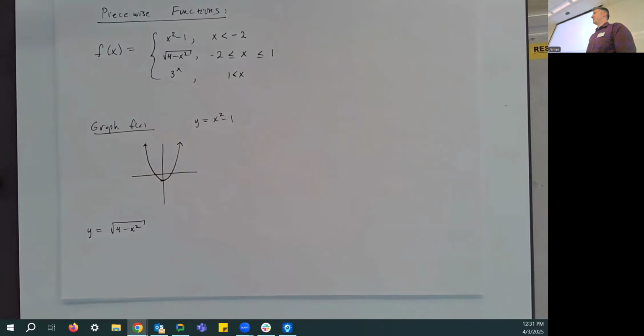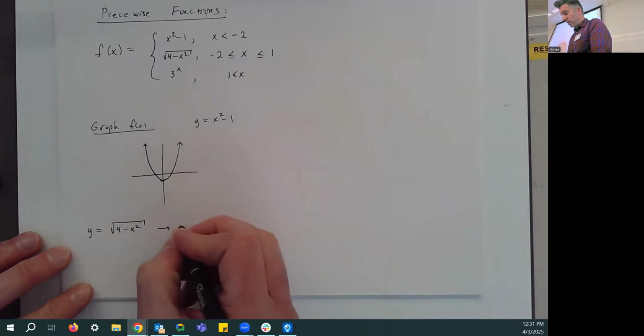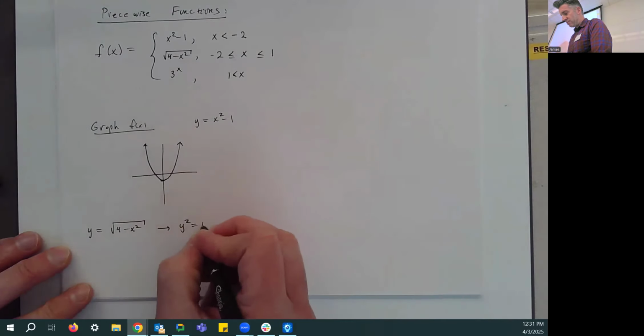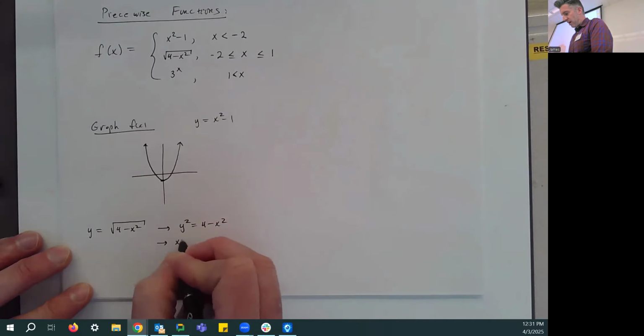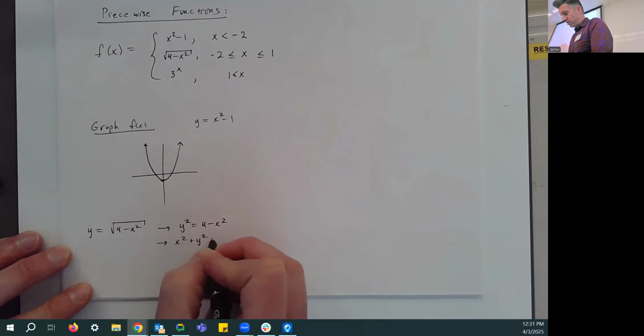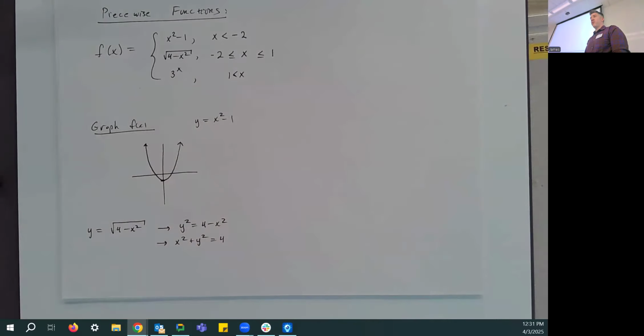What kind of shape is that? I ask this because it actually is a very well-known shape. It just might not look like it from the get-go. If you square both sides and then add x squared to the left, it might look a little bit more familiar. x squared plus y squared equal to 4 is a graph of a circle.